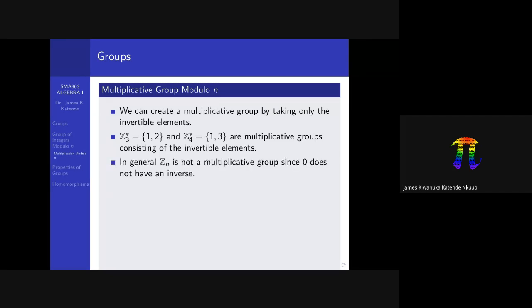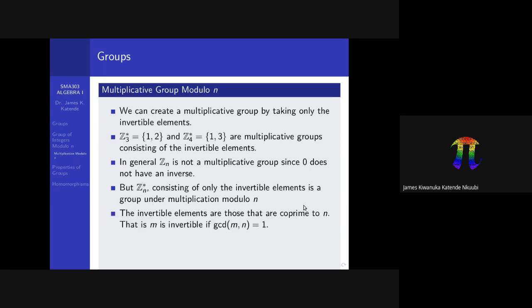So in general, as I mentioned earlier, 0 in Zn under multiplication modulo n will not have an inverse, and that makes it fail to be a group. But we can knock out all the elements that don't have inverses. Just pick the invertible elements and create a new set, which we call Zn star, and that new set will form a multiplicative group.